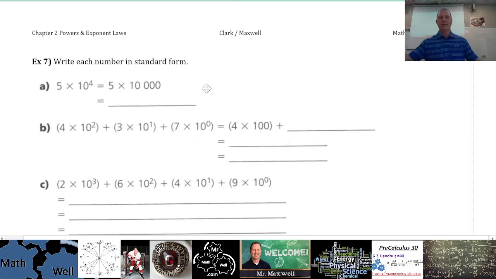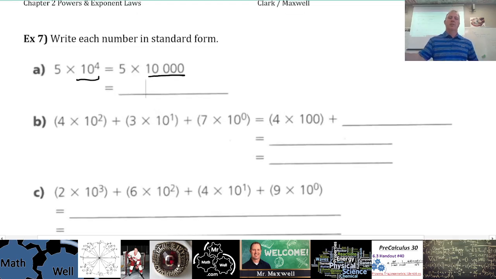And in this expanded form that you'll see, well, let's just do A first, okay? So 5 times 10 to the 4. Well, we know what 10 to the 4 is, right? That's 10,000. So 5 times 10 to the 4 is the same as 5 times 10,000. And 5 times 10,000 is what? 50,000. Excellent.